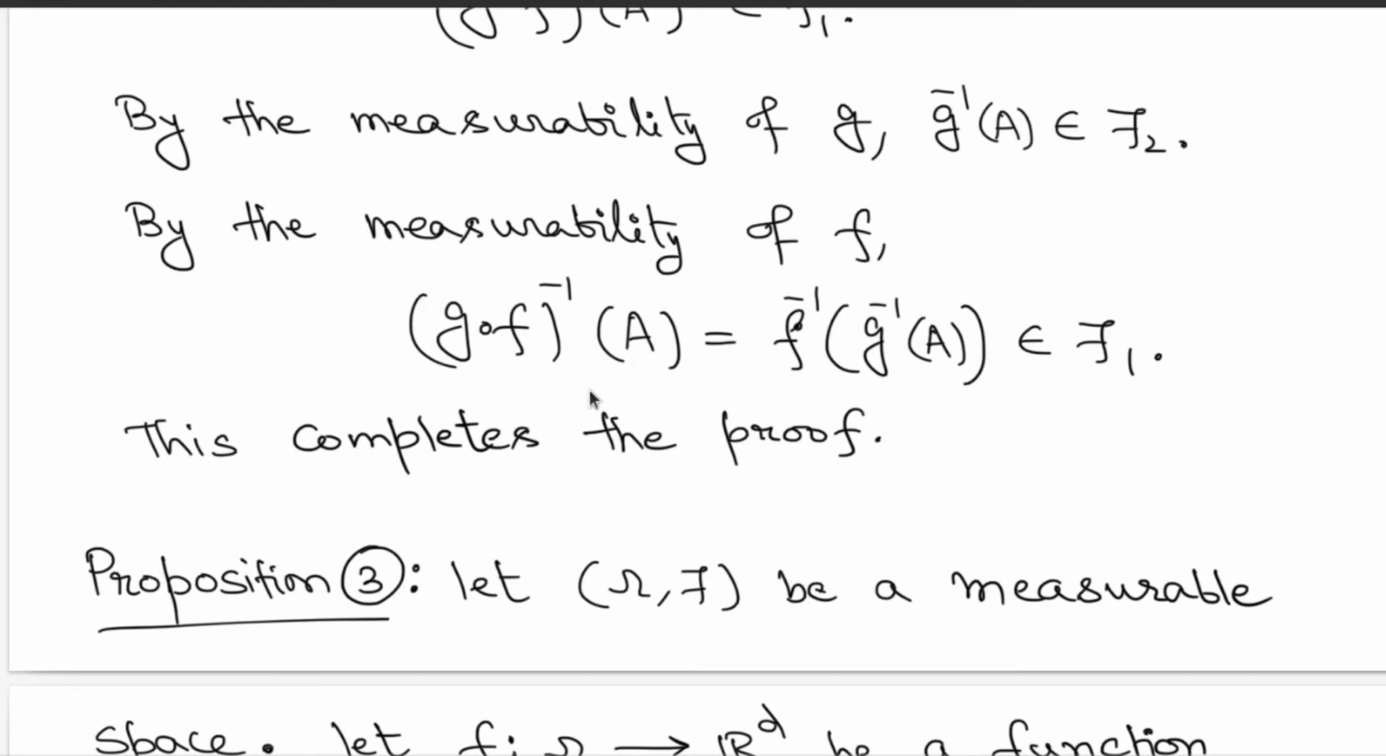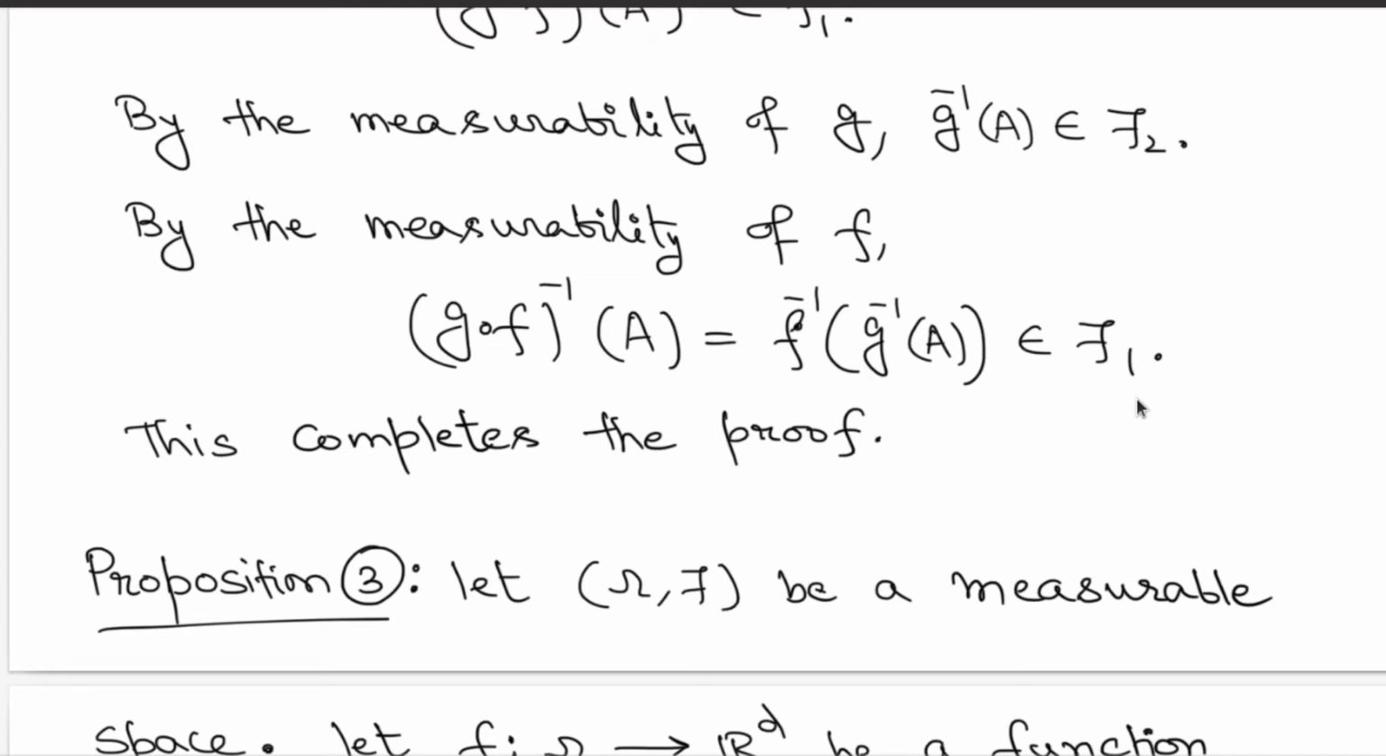But it is an easy statement to check that for the composition function g composition f, if you look at the pre-image of the set A under this function, it can be written as the pre-image of g inverse of A under the function f. If you show this equality, you will immediately claim using the measurability of g and f that the pre-image of A under g composition f is in F1.